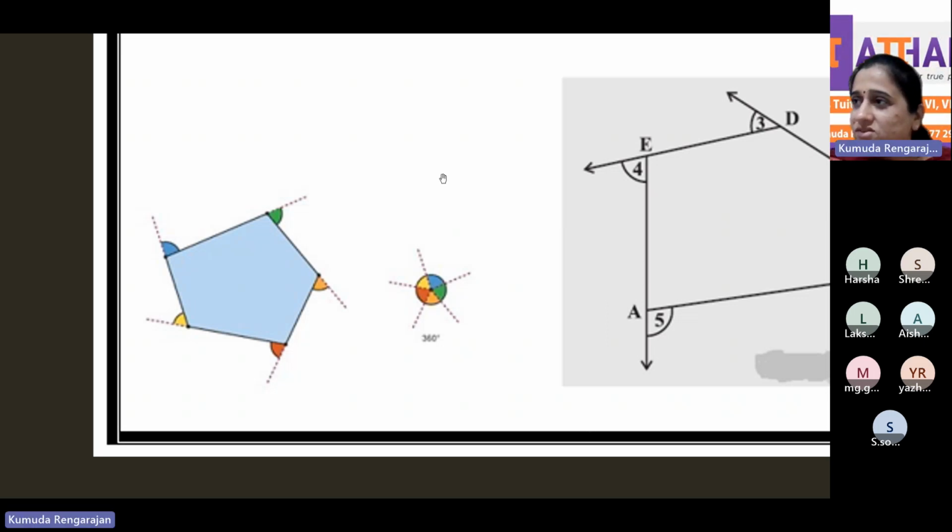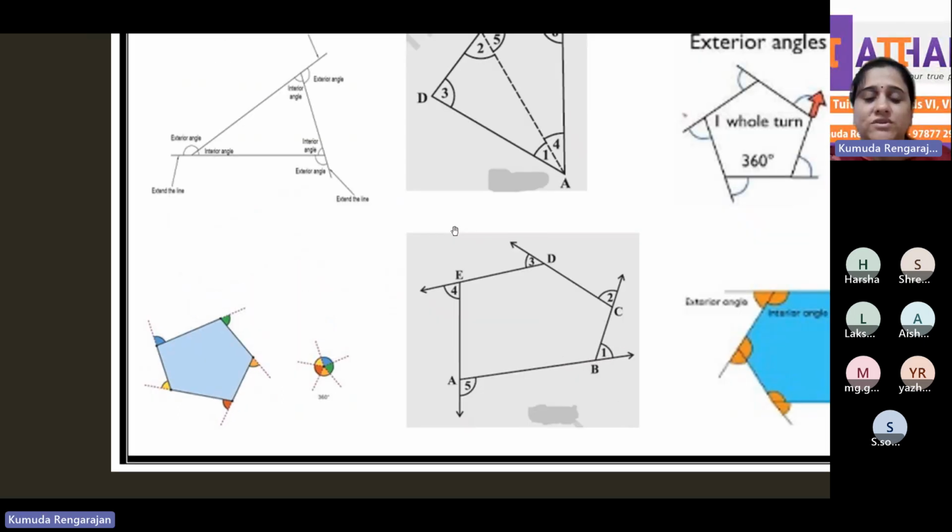So, understood what we discussed, children? The sum of all the interior angles will be different. But in any polygon, the sum of all the exterior angles is always 360 degrees. So that's what we're trying to take away from this figure.